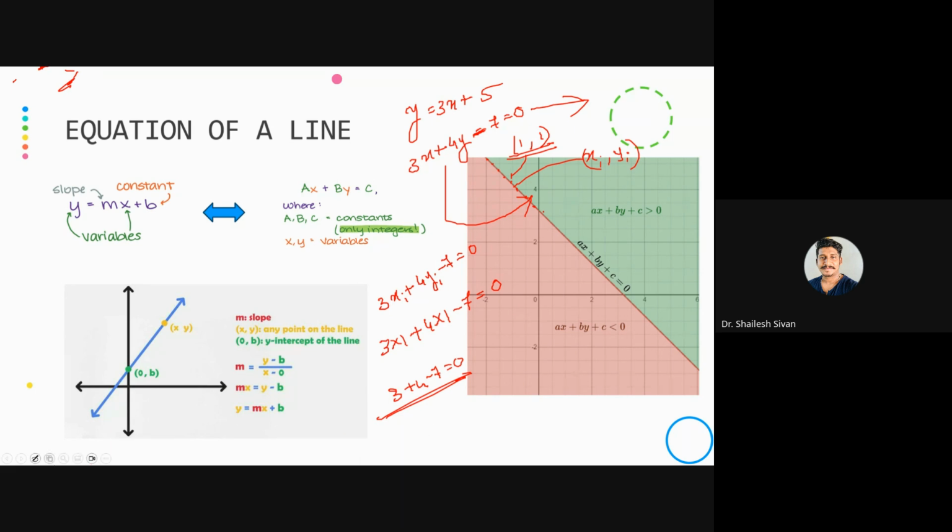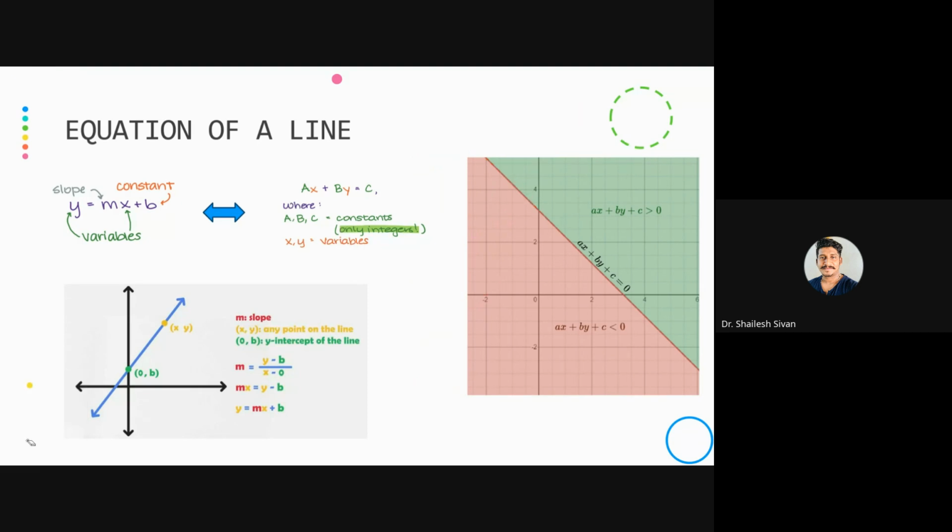And from this I just want to convey one more thing. If the equation of a line is represented as ax plus by equal to 0, that is, the constant part is 0 here, is there any speciality for this line? Is there any speciality for the line ax plus by equal to 0, compared to other lines represented using ax plus by plus c equal to 0?